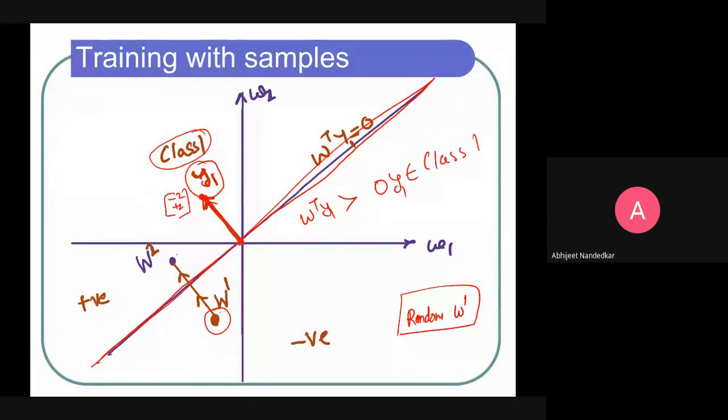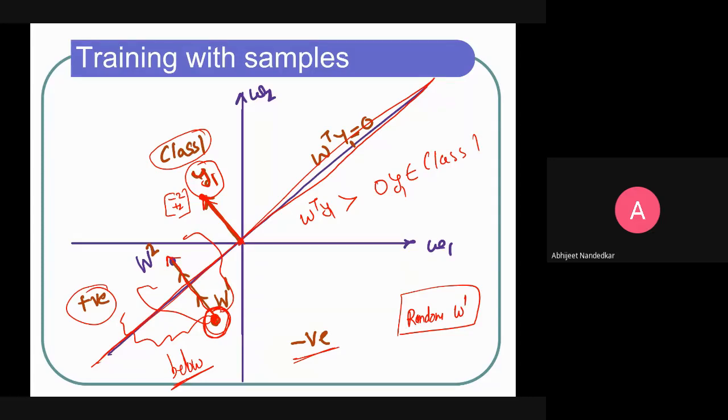Now see, if w1 is lying over here, below the line, I'm going to get negative results. So I want positive. So what I have to do is push this weight above the line. So I should go to the positive region of this line. So I'm just pushing this. I can push with any path like this.